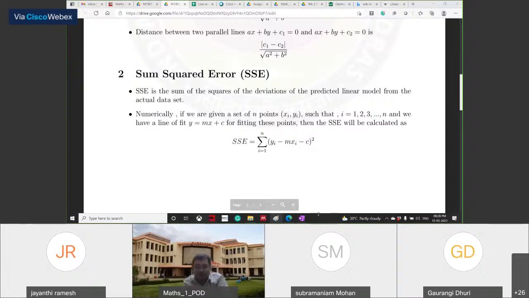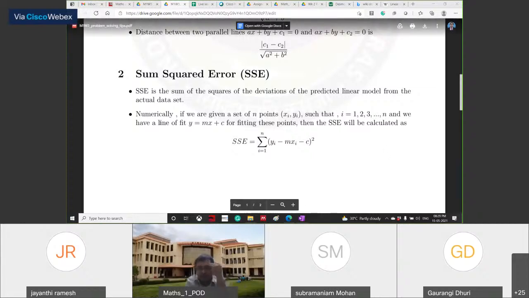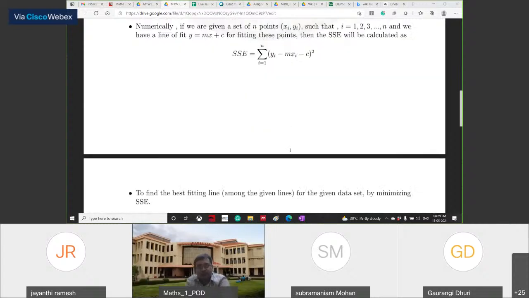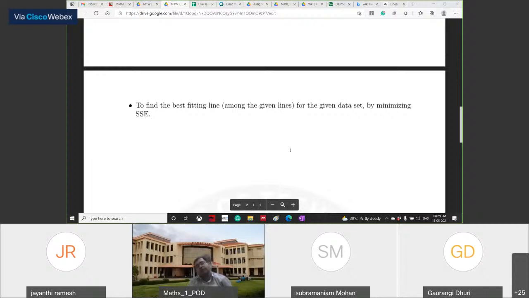That would be a wrong statement, because in that case there would be no error value, but we can see there was an error of 5 and 5. So from that aspect, we take the square. SSE is the sum of squares using the fitting line equation, for n points with i equal to 1, 2, 3, and one fitting equation given. You have to find the SSE. Whichever fitting equation has the least SSE value is your best fitting line.